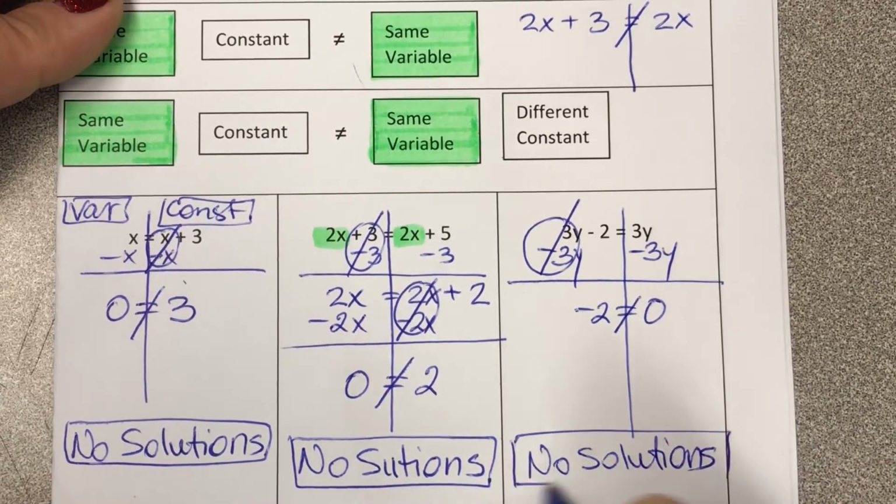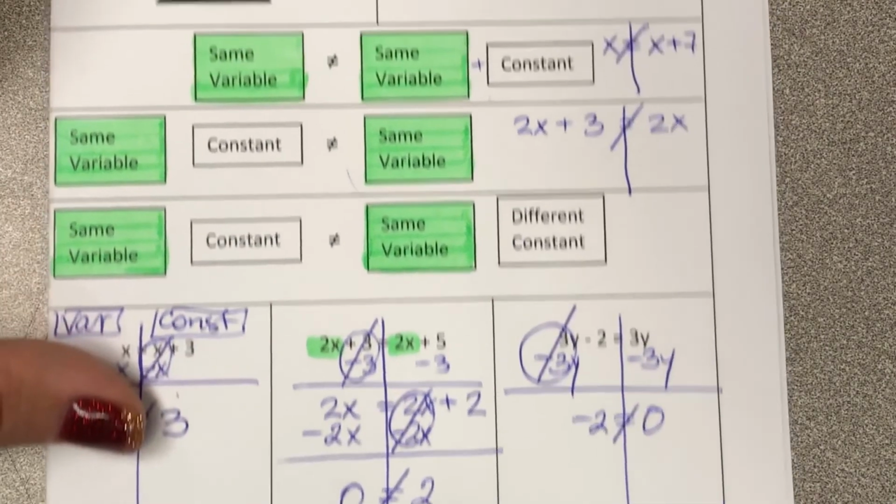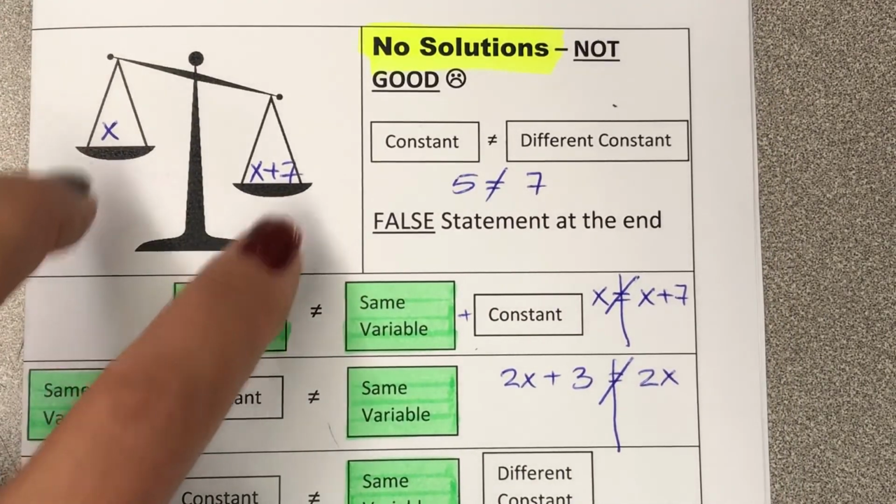What does that mean? That means that there is no x value or any variable value to be plugged into this type of equation that will ever make the equation true. False statement, no solution, no balance.